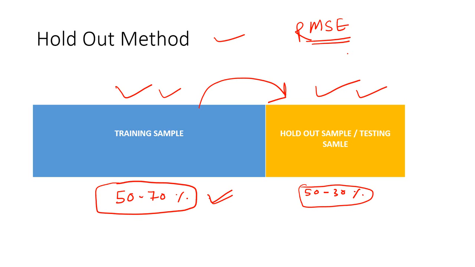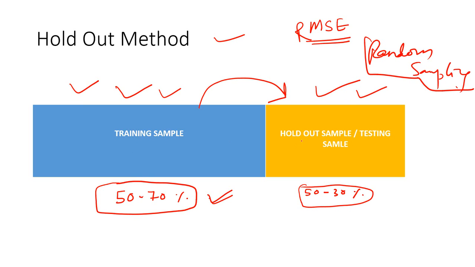One disadvantage of using the holdout method is that it is prone to sample bias, because you do not actually decide which observations are going to be in the training sample and which observations are going to be in the holdout sample. You do it randomly. You just do a random sampling to find out which data point is going to be in the training sample and which is going to be in the holdout sample.